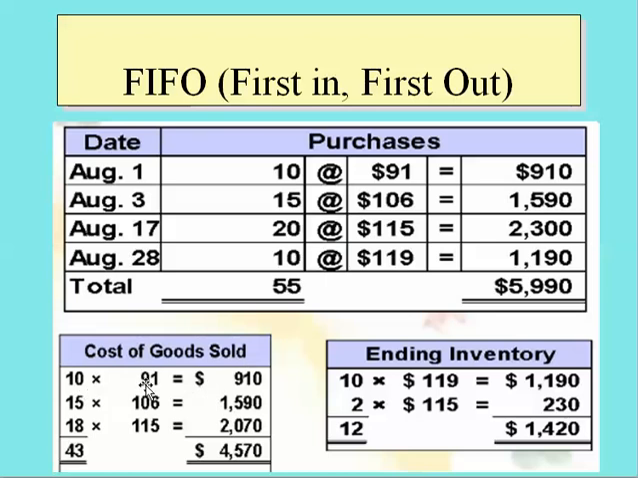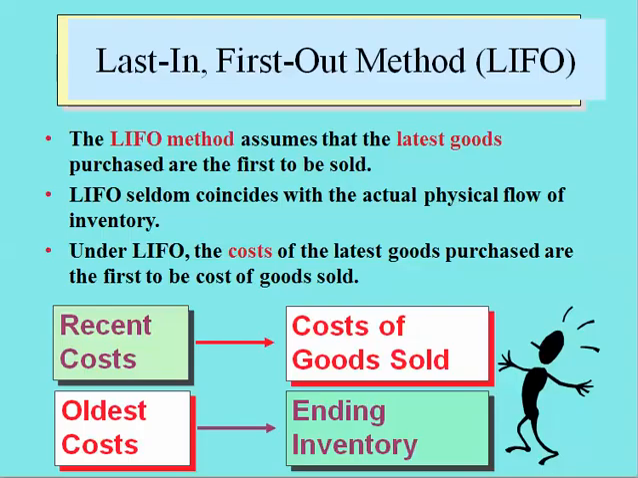So 10 units that cost us $91, 15 units at $106, and 18 units from this $115. Add those up. That means our cost of goods sold, our expense account, will be charged $4,570. In our ending inventory, we are left remaining with the last goods that were purchased. So 10 at $119 and 2 of the units from the August 17th purchase at $115. That's a total of 12 units left in ending inventory at a cost of $1,420.